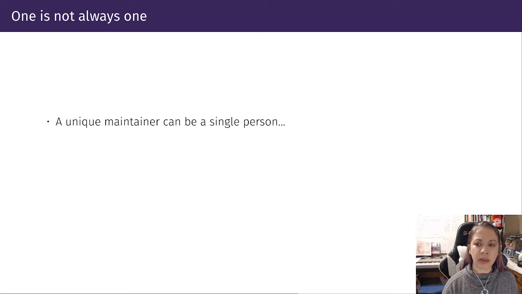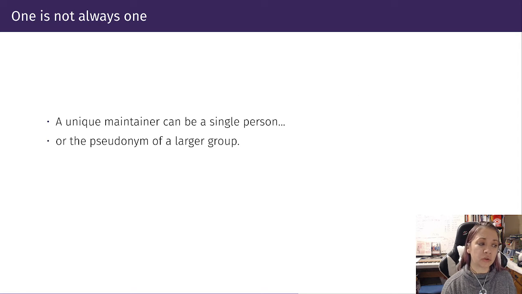But when we divide maintainership into styles, we see a couple of different distinctions. Just taking that unique approach is not enough. Because a unique maintainer can be a single person, or it could be a pseudonym of a larger group of folks, maybe a subgroup within Debian, the games team, the utilities team, or what have you.